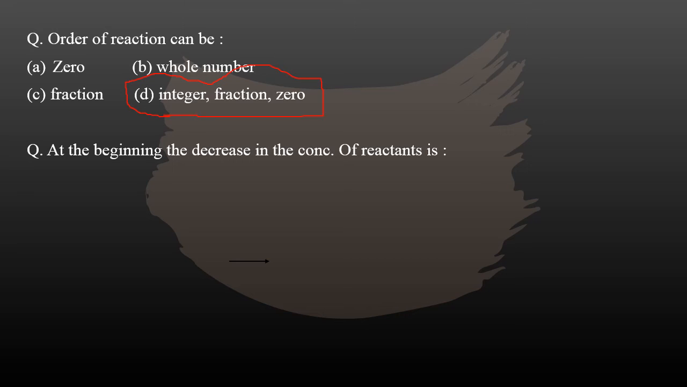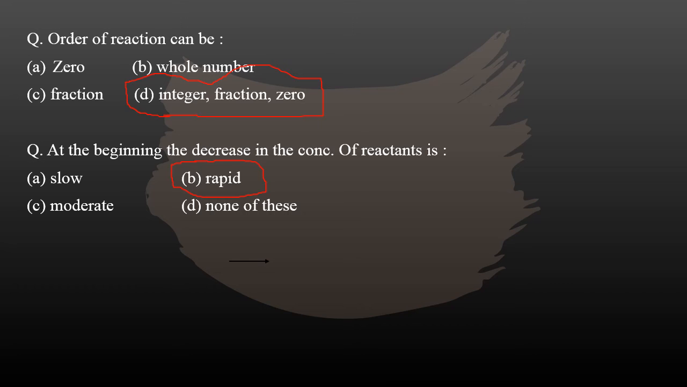At the starting of the reaction, there is a decrease in the concentration of reactant, because we know that concentration of reactant decreases at the starting of the reaction. So at the beginning, the decrease in the concentration of reactants is option A slow, option B rapid, option C moderate, option D none of these. So the correct option for this question will be rapid, because at the beginning of the reaction, the decrease in the concentration of reactant is very fast, it's very rapid.